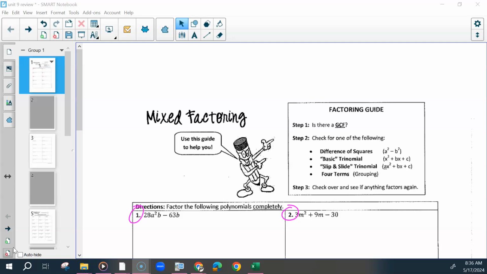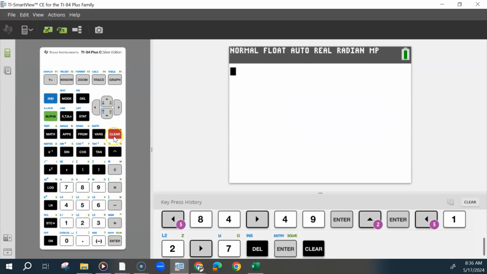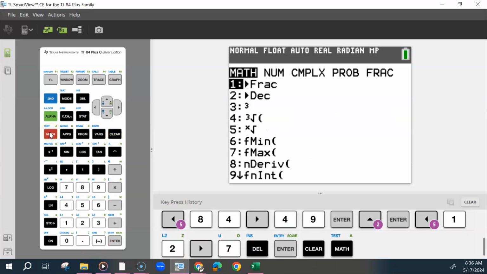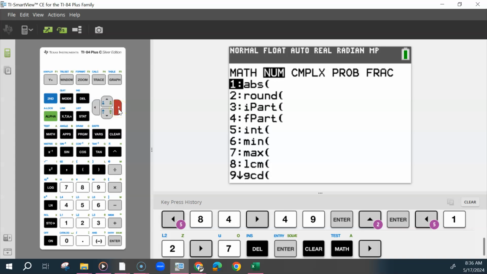How do we access... Go into math, go over to number, down to number 9. But you can only do this 2 numbers at a time. So if it's like a trinomial, you have to do the first 2, the last 2, and if those aren't the same, do the GCF of those 2.